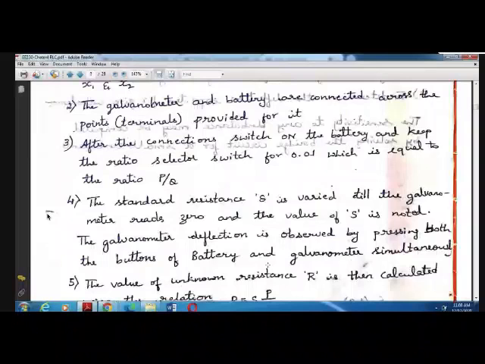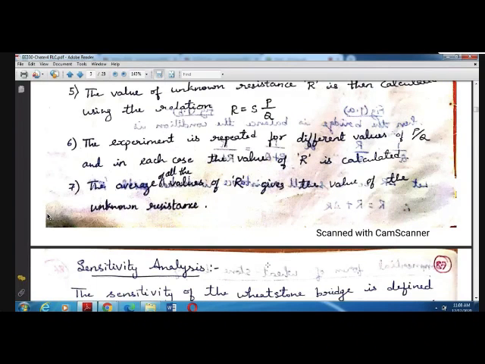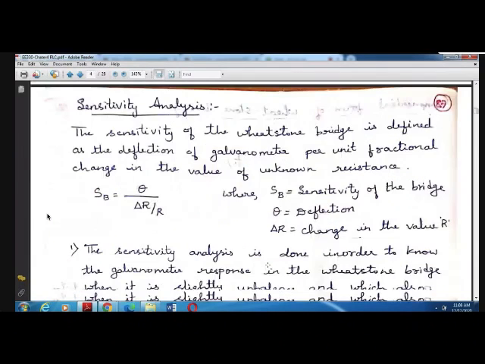Okay, for measuring resistance using Wheatstone bridge, which range of resistance is it used to measure? High, low, or medium? Medium. Medium range, yes. Okay, so now let's study Kelvin's double bridge.